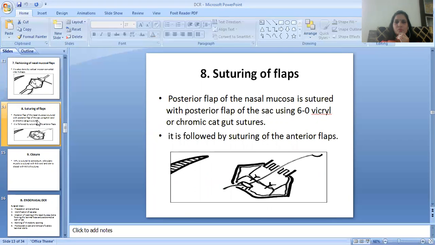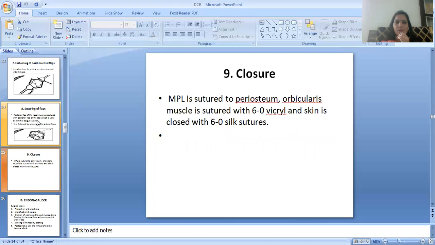Eighth step is the suturing of flaps. The posterior flap of the nasal mucosa is sutured with posterior flap of the sac using 6-0 Vicryl or chromic catgut sutures. It is followed by suturing of the anterior flaps. Ninth step is the closure. MPL is sutured to periosteum. Orbicularis muscle is sutured with 6-0 Vicryl and skin is closed with 6-0 silk sutures.